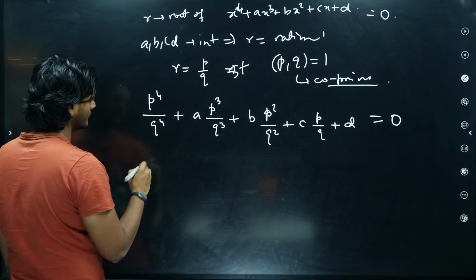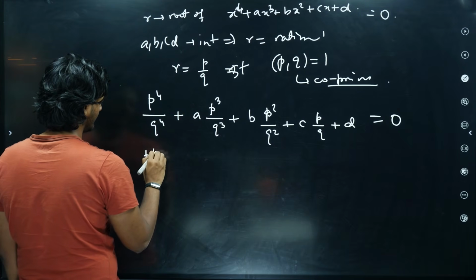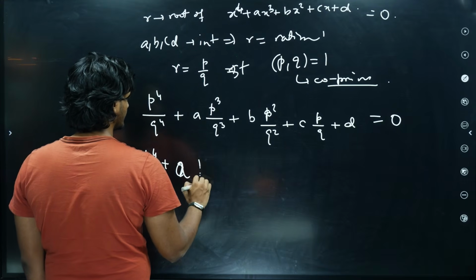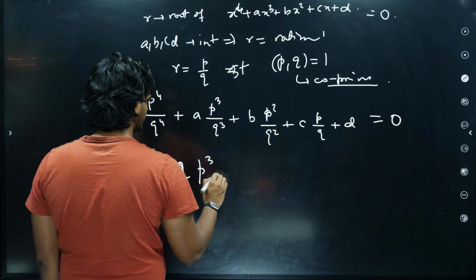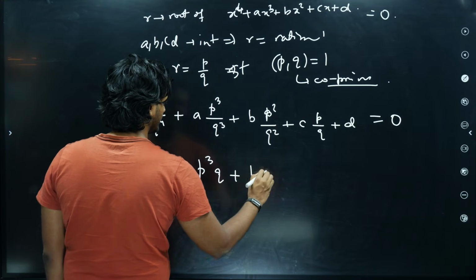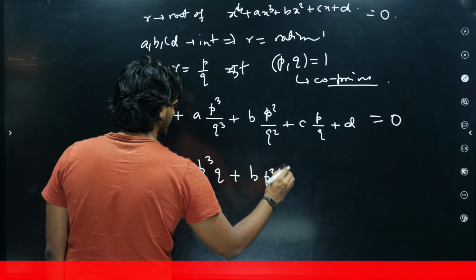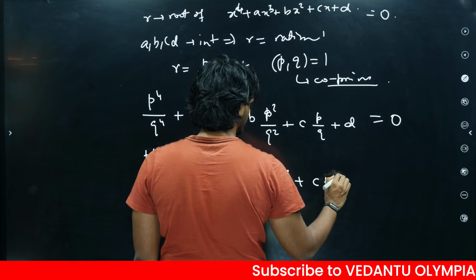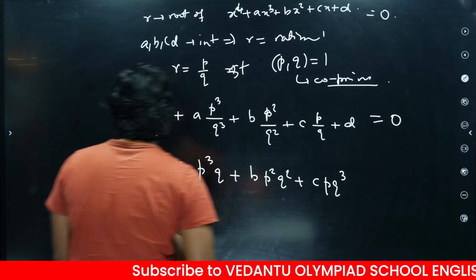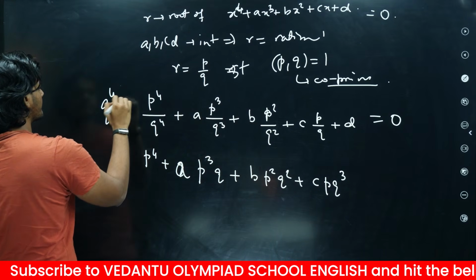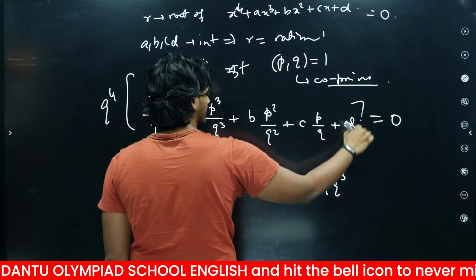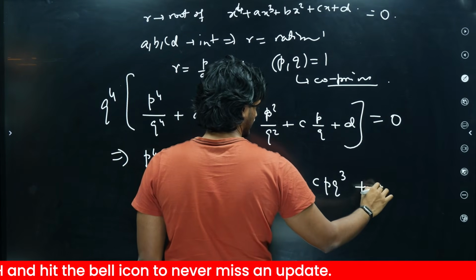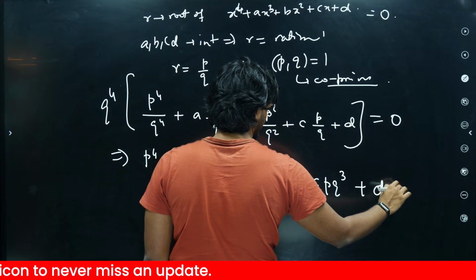If I multiply q power 4, then I will have p power 4 plus a into p cube q plus b into p square q square plus c into p q cube. So what am I doing? I am multiplying q power 4 to the whole thing. So I'll get this plus d q power 4.